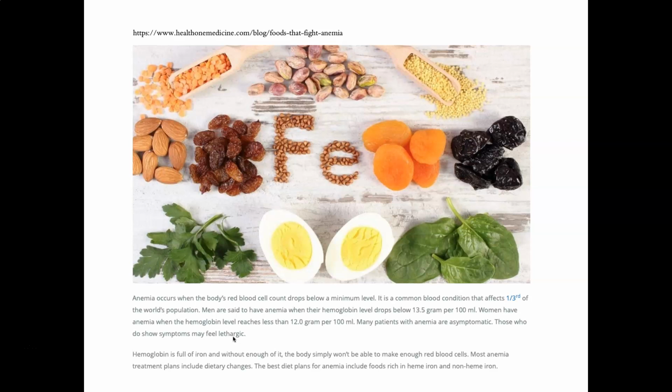There are foods that can help fight anemia. And it talks about how anemia is when the body's red blood cell count drops below a minimum level. It affects about 1/3 of the population across the world. Men are said to have anemia when their hemoglobin level drops below 13.5. Women are considered to have anemia when their hemoglobin level reaches less than 12.